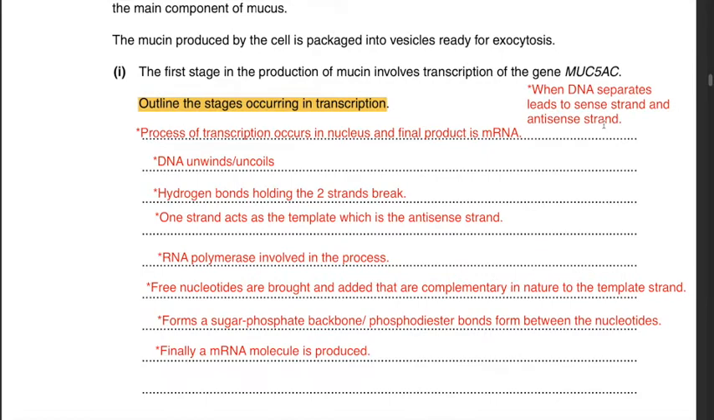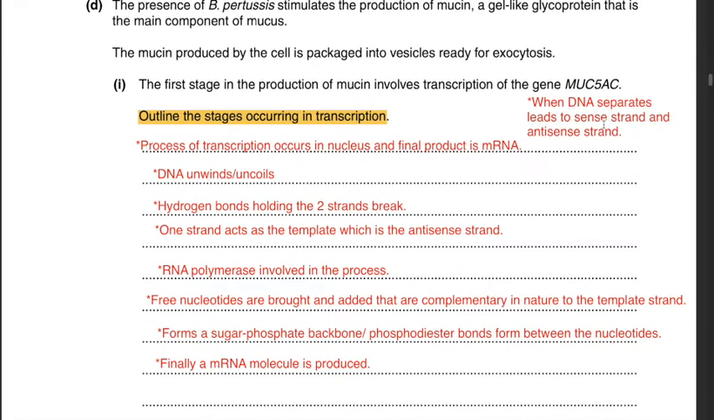Part D. The presence of P22 stimulates the production of mucin, a gel-like glycoprotein that is the main component of mucus. The mucin produced by the cell is packaged into vesicles ready for exocytosis. The first stage in the production of mucin involves transcription of the gene MUC5AC. Outline the stages occurring in transcription.